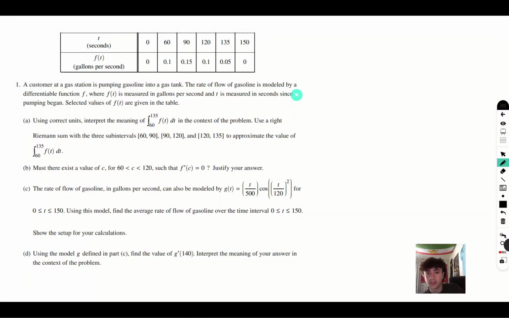Today we're taking a look at the first FRQ of the AP Calc BC exam from 2023. So let's get straight into it.